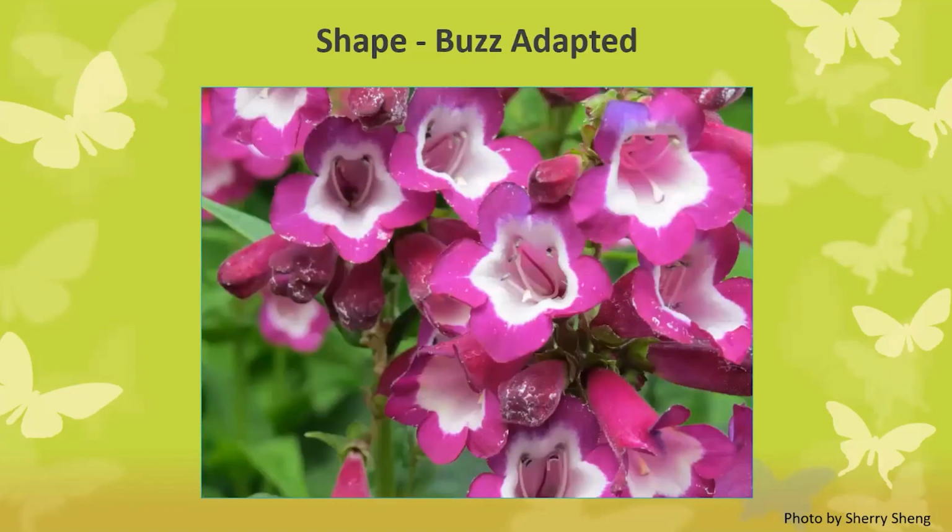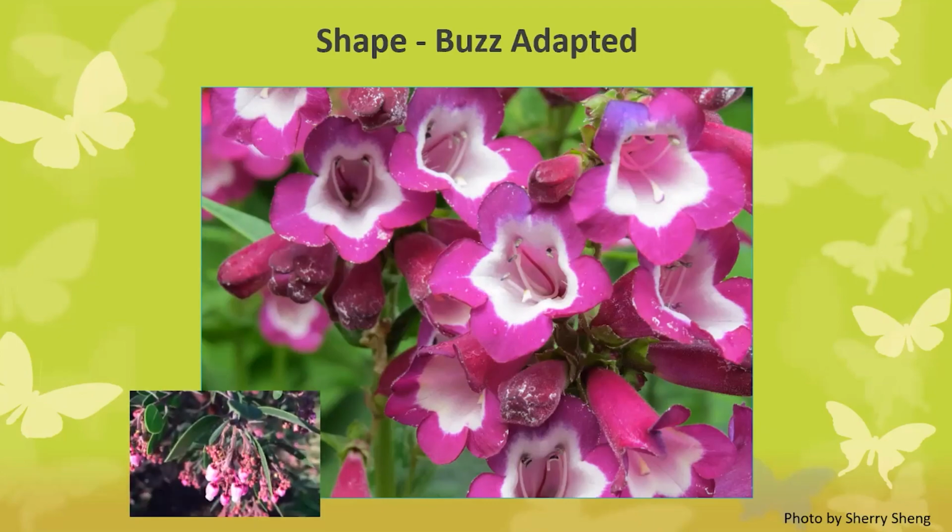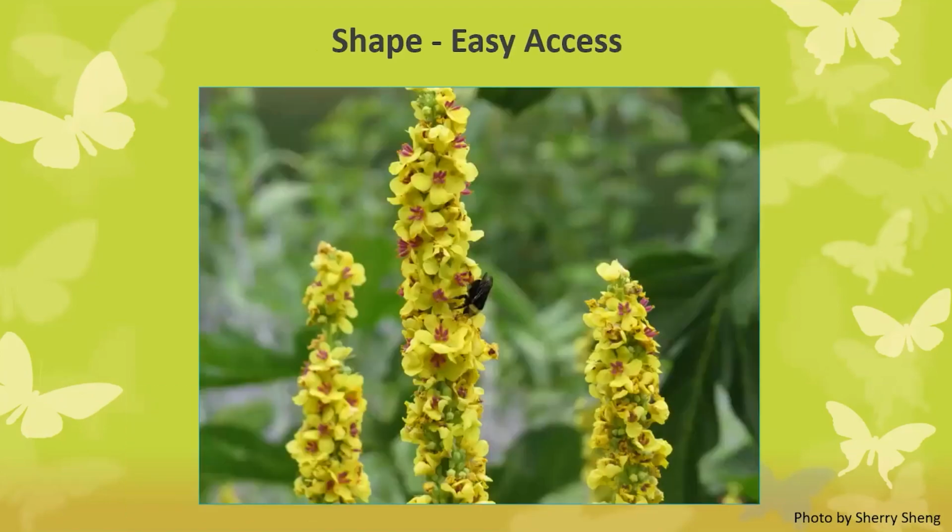Yet another shape are flowers that are buzz adapted. In these flowers, the pollen is locked in the anther. Only when a bee flies nearby and buzzes with its wing beat will the anther release the pollen. So this minimizes the chance of the wrong creature coming by and robbing the pollen. And penstemon and Arctostaphylos, or manzanita, are examples.